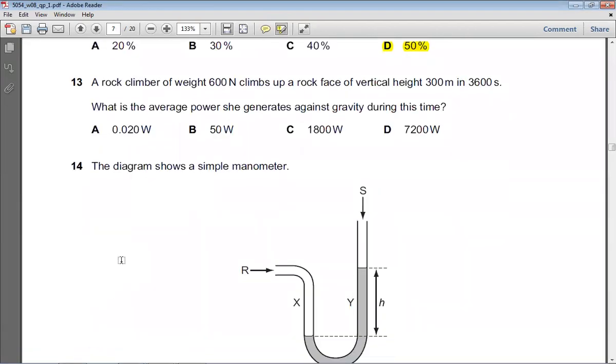So next question: a rock climber weighing 600 Newton climbs up a rock face of vertical height 300 meters in 3600 seconds. What is the average power she generates against gravity during this time? The power is the work done divided by time. When you move vertically upward, the work done is weight multiplied by the vertical height gain, and the time taken here is 3600 seconds. So the power will be work done divided by time.